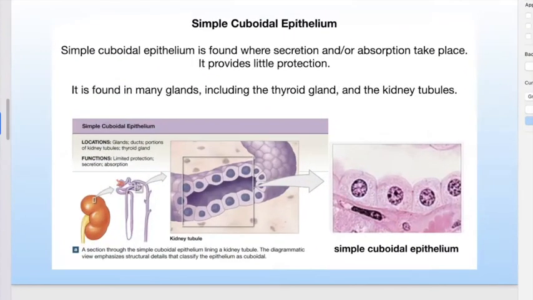Okay, now cuboidal epithelium. Simple cuboidal epithelium is found where secretion and/or absorption take place. This type of epithelium provides little protection. It's found in many glands, including the thyroid gland, and in the kidney tubules. And later, when we study the endocrine and urinary systems, we'll see cuboidal epithelium then.